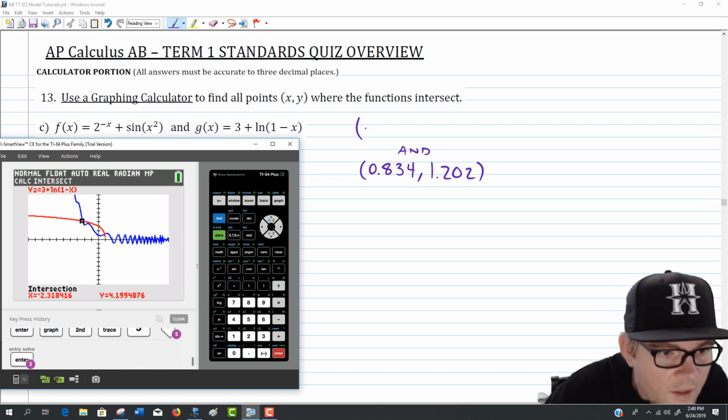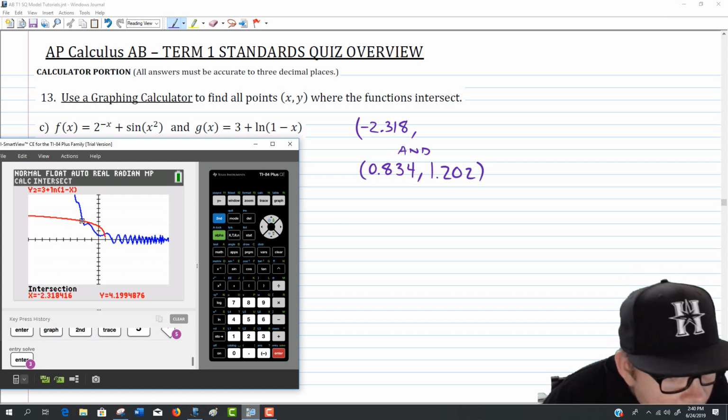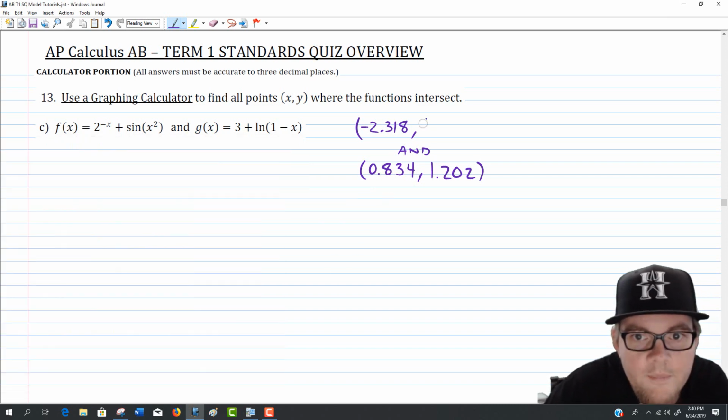Huh, it liked me the third time. Negative 2.381, 318, excuse me. And 4.199. So there are our two intersection points.